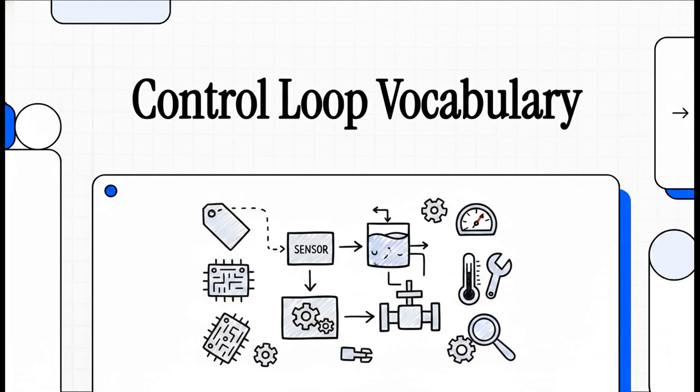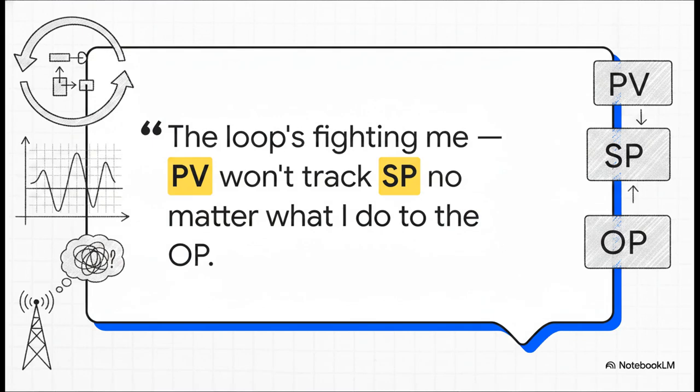We're going to take you from just translating the jargon to expertly diagnosing physical realities right out there in the field. Picture this. An operator radios you and says, "The loop's fighting me. PV won't track SP no matter what I do to the OP." If that sounds like a totally foreign language to you, troubleshooting any loop is going to be pretty much impossible. But here's the secret. These four acronyms, they're the entire essential vocabulary of process control. They completely map out the path from what's happening right now in your system to what we're actually doing about it.